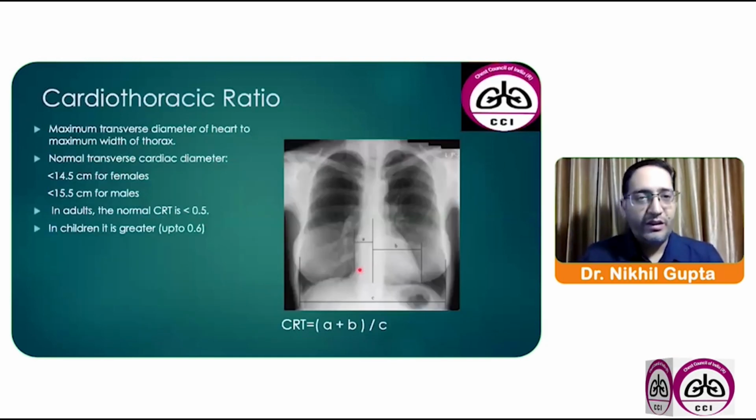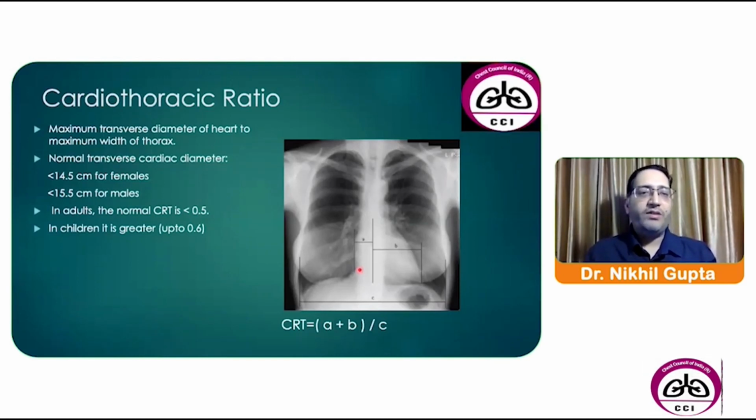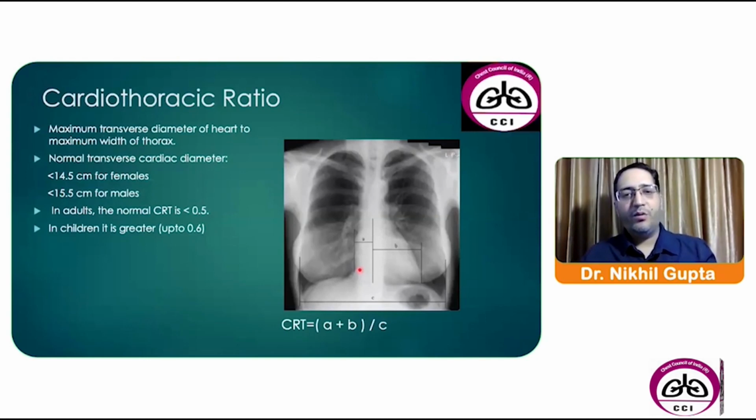Coming to cardiothoracic ratio, it is the maximum transverse diameter of the heart to the maximum width of the thorax. The normal transverse cardiac diameter is less than 14.5 centimeters for females and less than 15.5 centimeters for males. In adults, the normal cardiothoracic ratio is less than 0.5, and in children it is greater, that is up to 0.6.